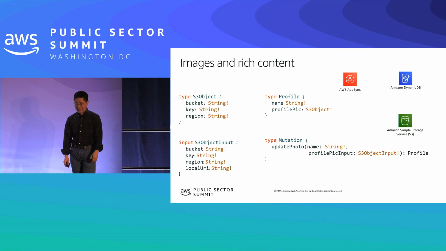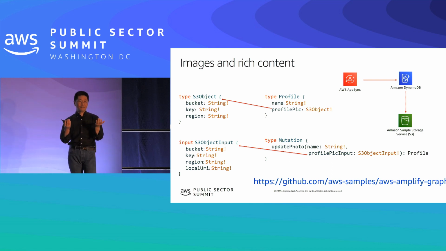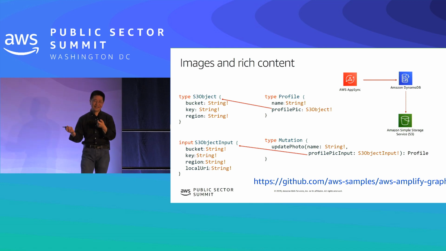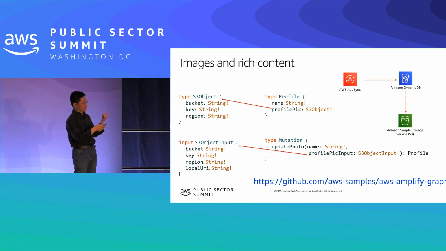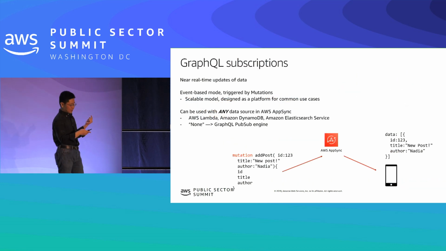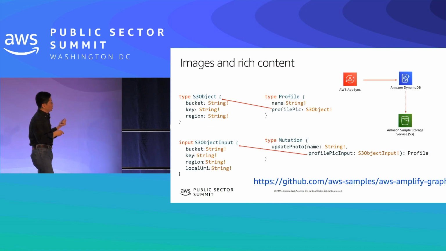So another example, a lot of times it's very common for people to upload an object or file into an S3 bucket and later on either get it back or display a picture. So we do have some support for S3 directly. In this example, you define an S3 object type. Then in the profile picture, you can just reference it.